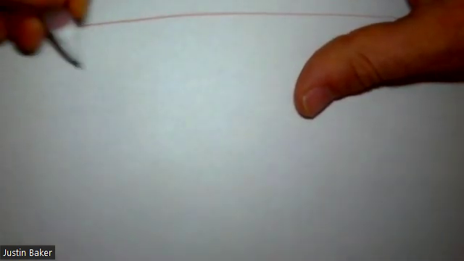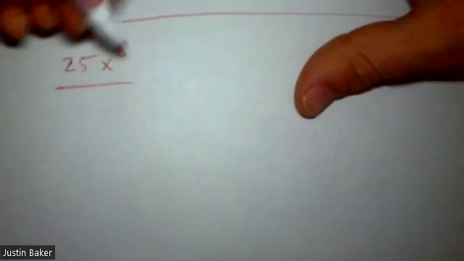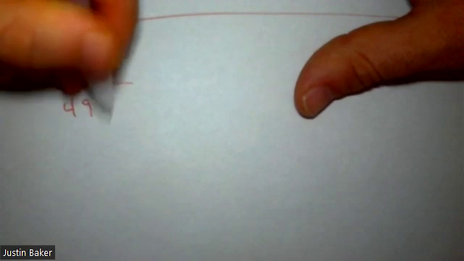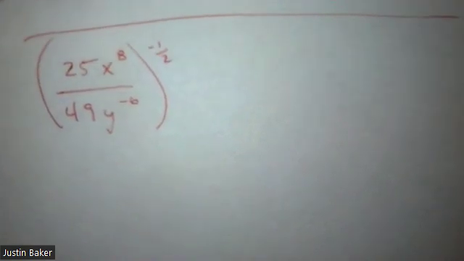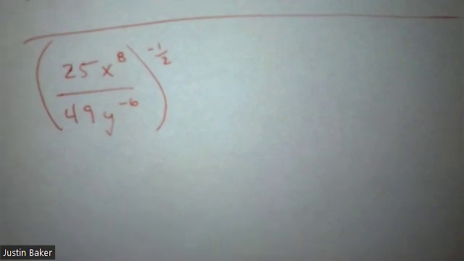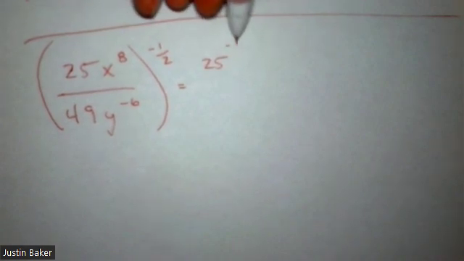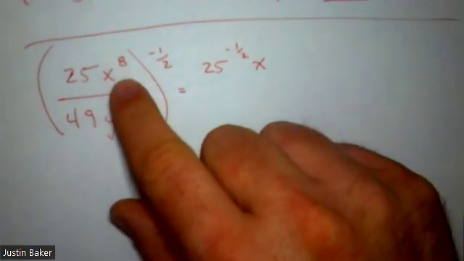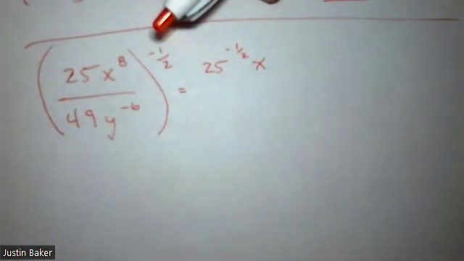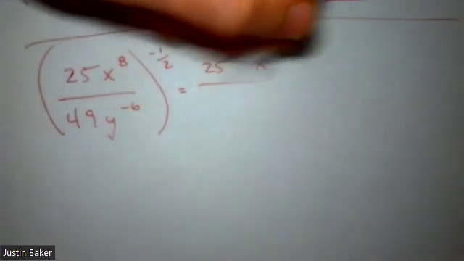If you had 25x to the 8 over 49y to the negative 6, and we're going to raise all of this to the negative half power. So every single thing in here, we want to raise to the negative 1/2 power. So this is 25 to the negative half, x to the, now what's our rule? Power to power, we multiply. So this is 8 times negative 1/2 is negative 4.